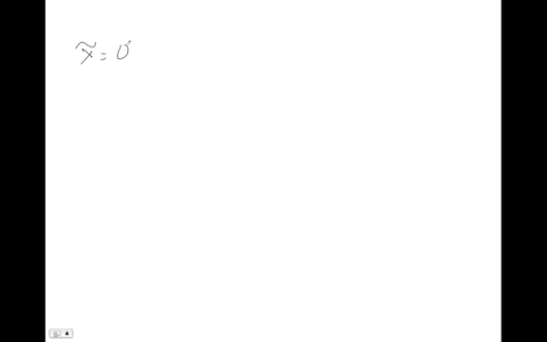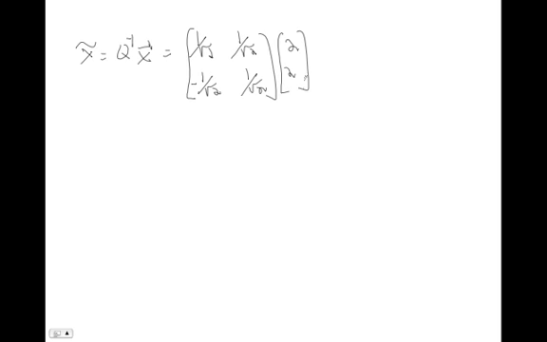So x tilde, which equals Q inverse times x, is going to equal 1 over square root of 2, minus 1 over square root of 2, 1 over square root of 2, 1 over square root of 2, times my x vector, which we found was the vector 2, 2. And so when I work that out, I get 2 over square root of 2 plus 2 over square root of 2. So that's going to equal 4 over square root of 2. And then I'm going to get minus 2 over square root of 2 plus 2 over square root of 2. So that's just going to equal 0.